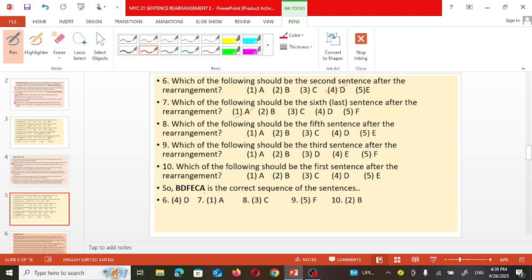Then which of the following will be the fifth one? C, where C option is given third one. Which of the following will be the third? So in our arrangement, F will be the third. So here F option means fifth one. And which of the following should be the first one? So here B, and option second. So answers will be D, A, sorry, 4, 1, 3, 5, 2.